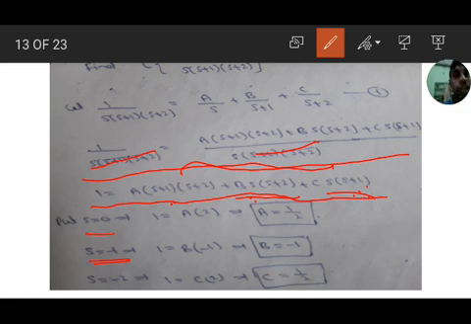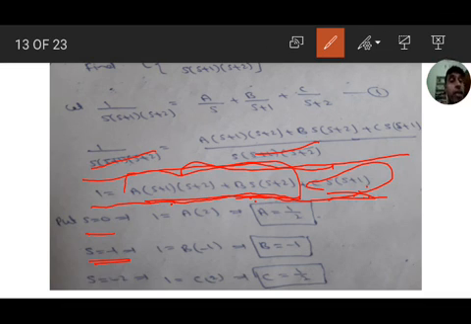We get the B value. To get the C value, these two must be 0, A and B. So the common factor is s plus 2. So to make it 0, s equal to minus 2. Means s equal to 0, we get the A value. S equal to minus 1, we get the B value. S equal to minus 2, we get the C value.